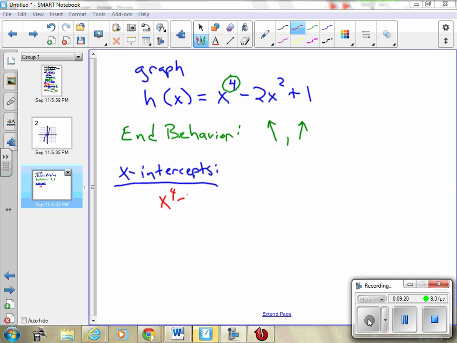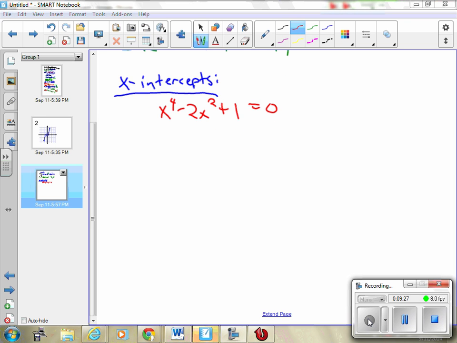We are going to find our x-intercepts by taking the function and setting it equal to 0. Now this guy here does factor. It might not jump right out at you because you're used to seeing x squared as the lead coefficient, but this factors as x squared minus 1 and x squared minus 1. If you double check that, you would multiply that and get x to the 4th minus 2x squared plus 1.